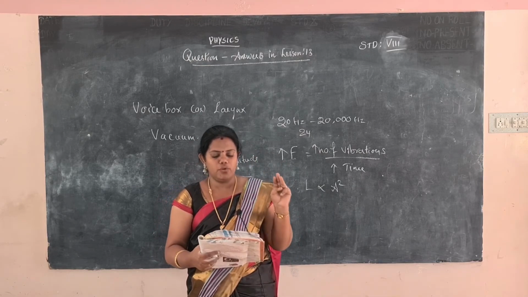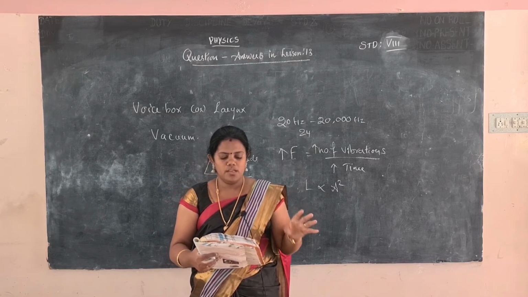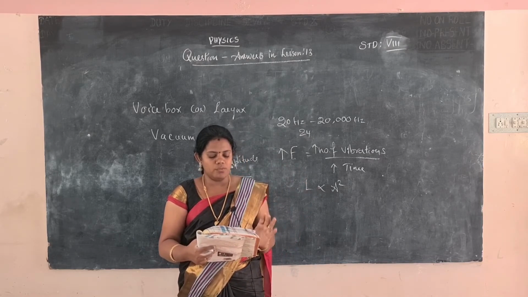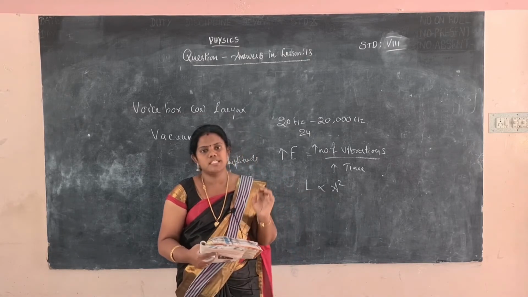So first one is vacuum. Second one is 24 hertz. Third one is amplitude. Fourth one is amplitude. Fifth one is audible sound. Sixth one is frequency and seventh one is speed.